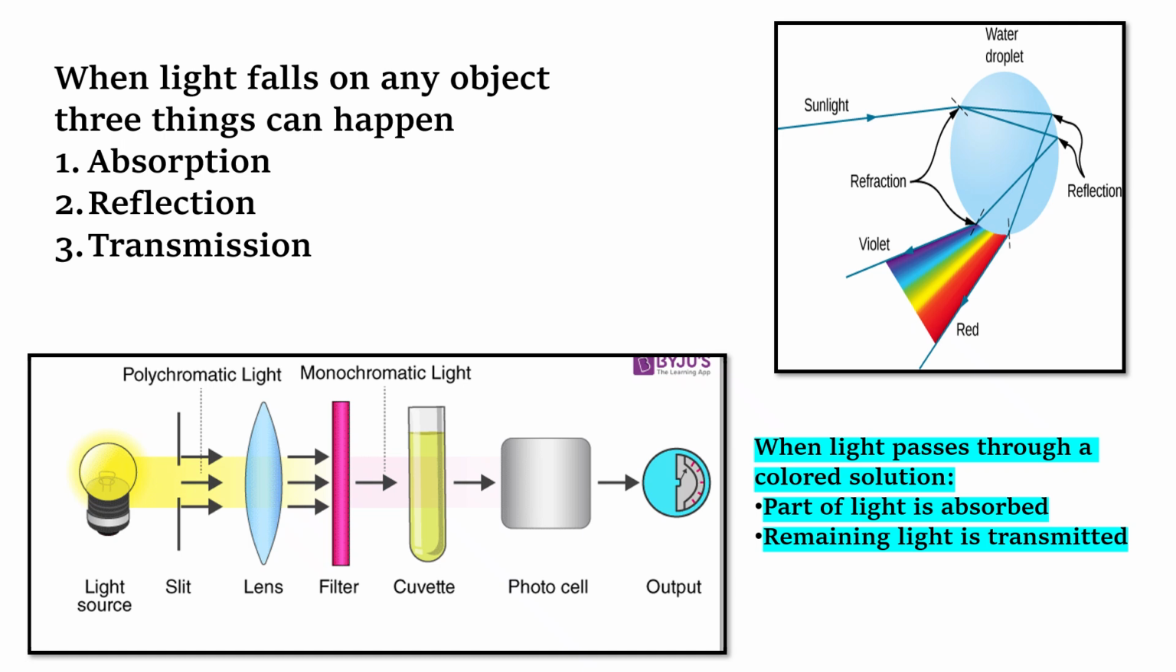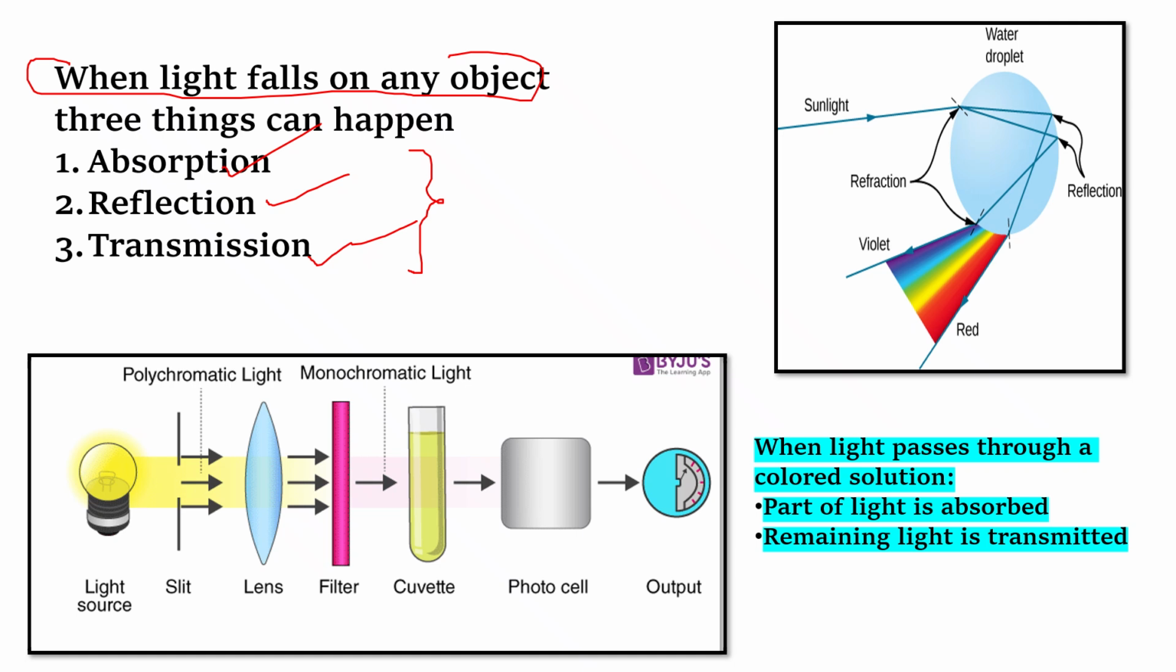When light is falling on any object, three things can happen: either it will be absorbed, or it may get reflected, or it will be transmitted. These three things can happen when the light is falling on the object, and the colorimeter is based on these three things.